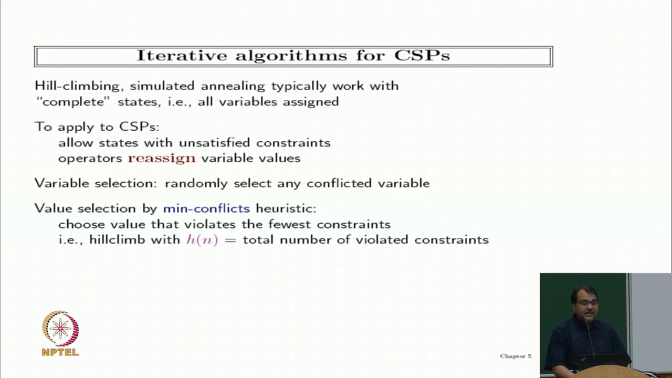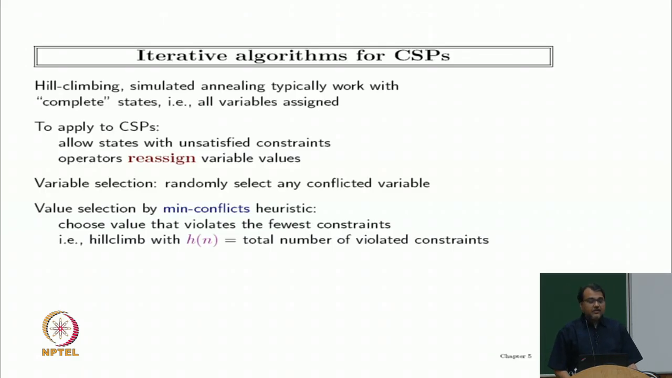So we can use hill climbing. This is what the slide says. We will work with complete states. To apply it to CSPs, we will allow states with unsatisfied constraints, and operators will reassign variable values. So what will be my neighborhood? Pick a variable, change its value. That would be a natural neighborhood function. You can think of more.